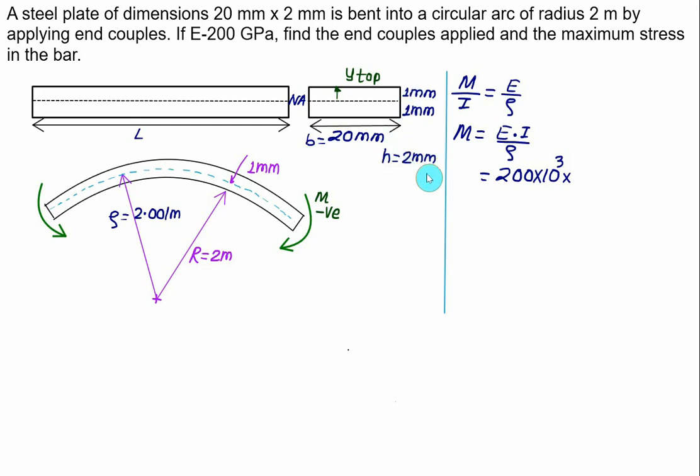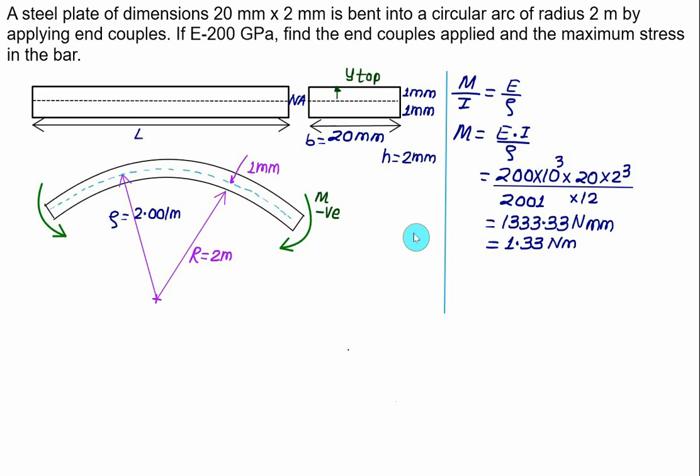It means that the moment of inertia is b h cube by 12. So we have b equal to 20, h cube equal to 2 cube, divided by 12, and further divided by rho. Rho is equal to 2.001 meter, the same as 2001 mm. Solve this, you will get the answer in Newton mm. So you will get the bending moment M, that is the couple, equal to 1333.33 Newton mm. Divide by 1000 here, you will get the answer as 1.33. So a very small bending moment is required because the section is very thin.